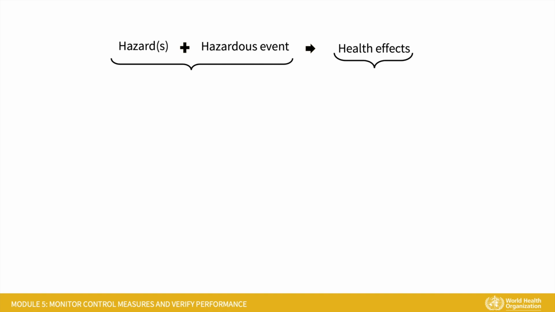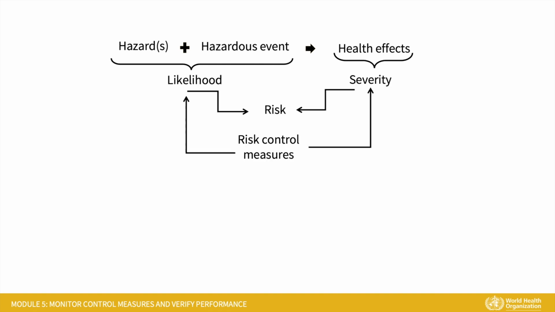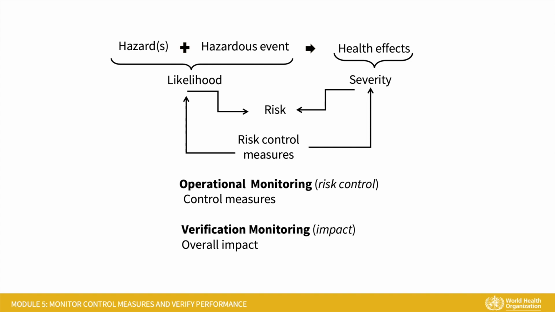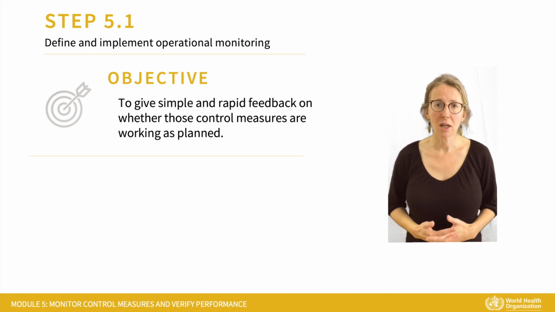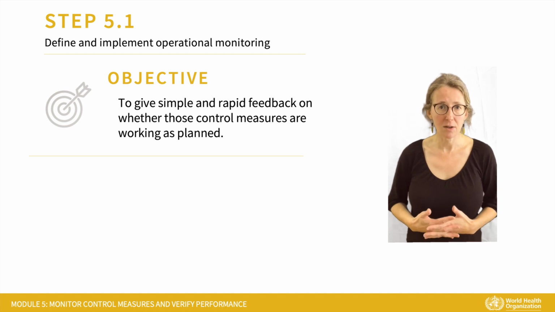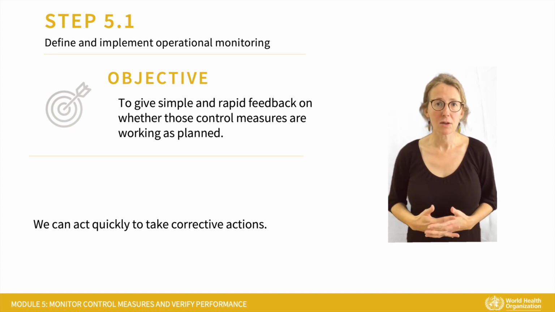plan. In the previous modules, we saw that to reduce a health risk, control measures need to be in place. There are two types of monitoring: operational monitoring, which aims to check if the control measure is working, whereas verification monitoring aims to check the overall impact of those control measures. The purpose of step 5.1 is to select monitoring points and parameters to give a simple and rapid feedback on whether control measures are working as planned, so that if they're not, we can act quickly to take corrective action.